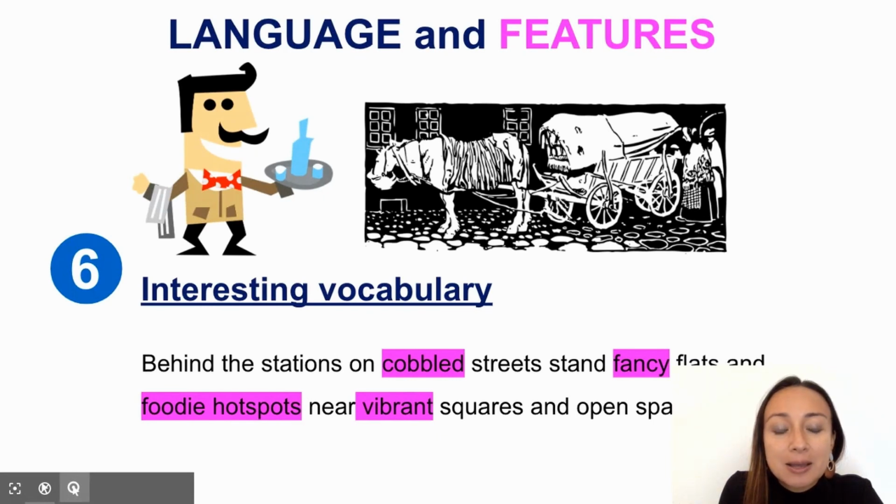So as you can see, they're using a variety of language to create some really nice images in the reader's mind. And a nice word that they also used when they were talking about the area is cobbled. So they mentioned cobbled streets. Now, if you don't know what cobbled means, have a look at the picture at the top. It's a picture from the olden days of how the streets used to look. So we have the horse and cart. And if you look at the street itself, that is a cobbled street.